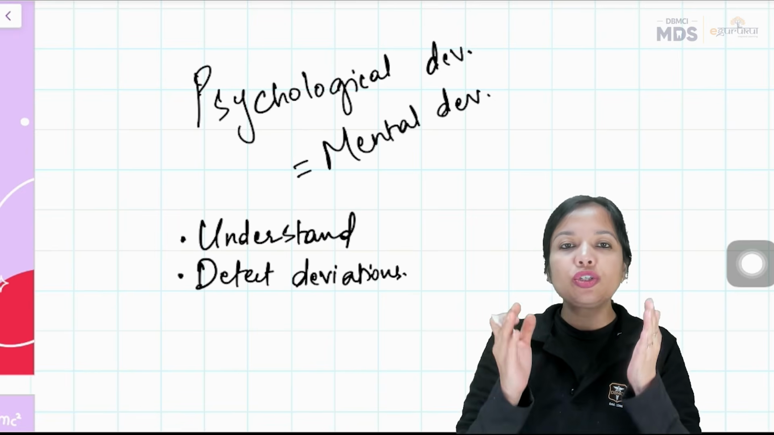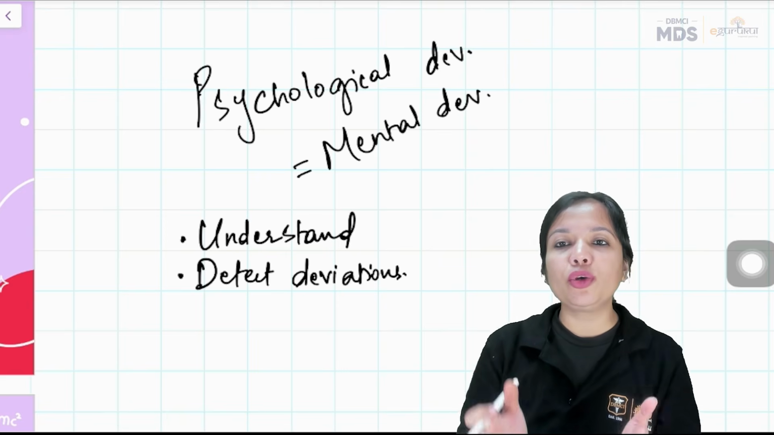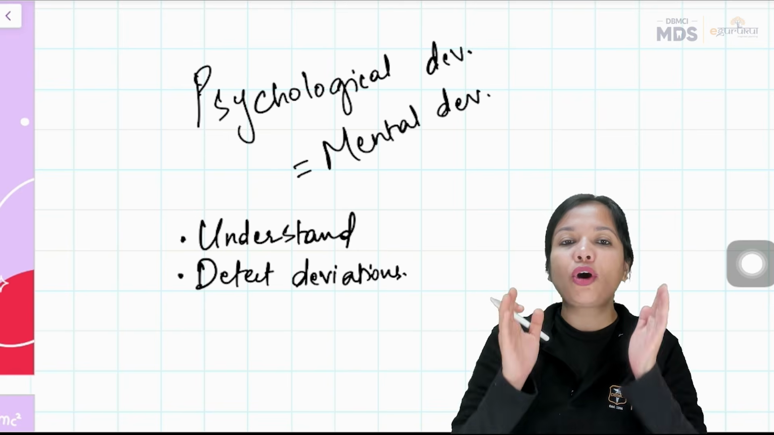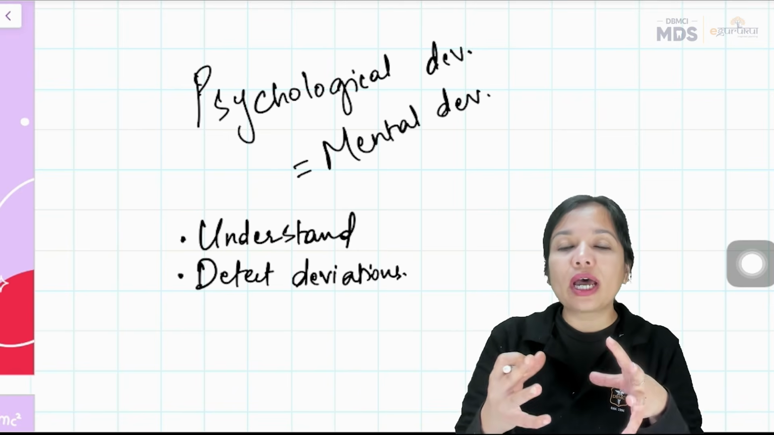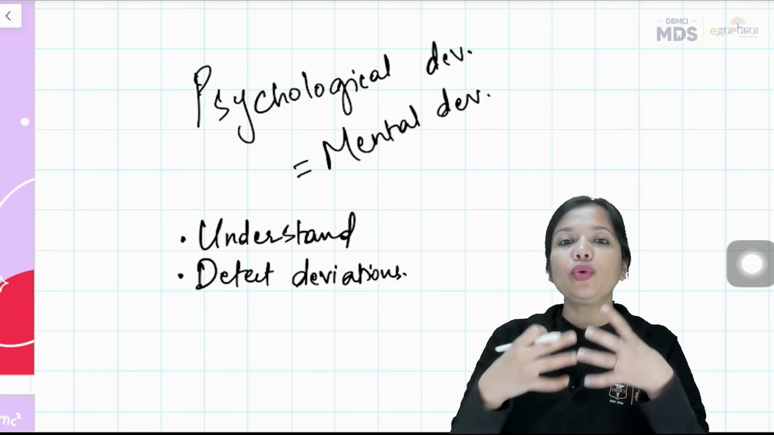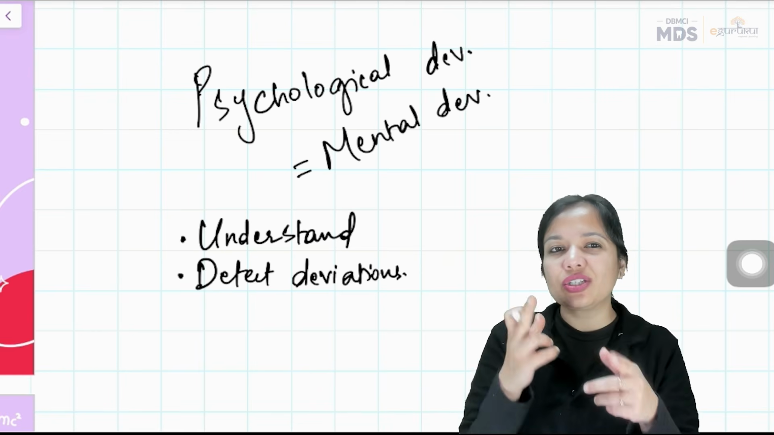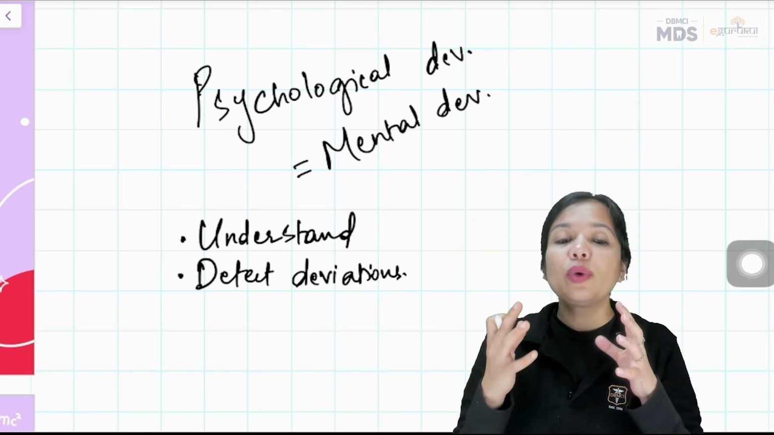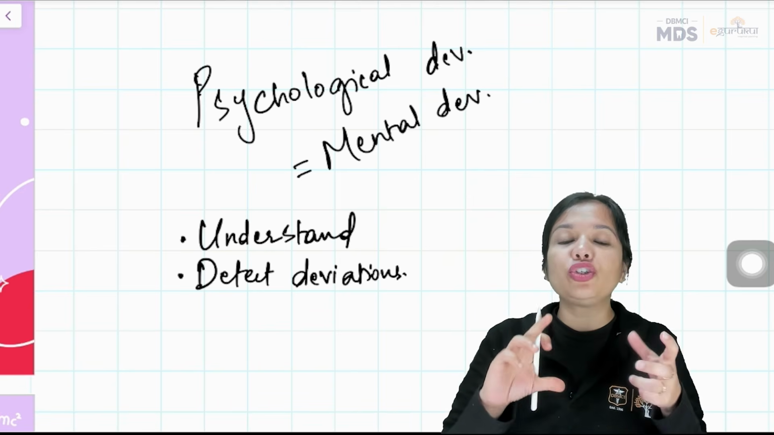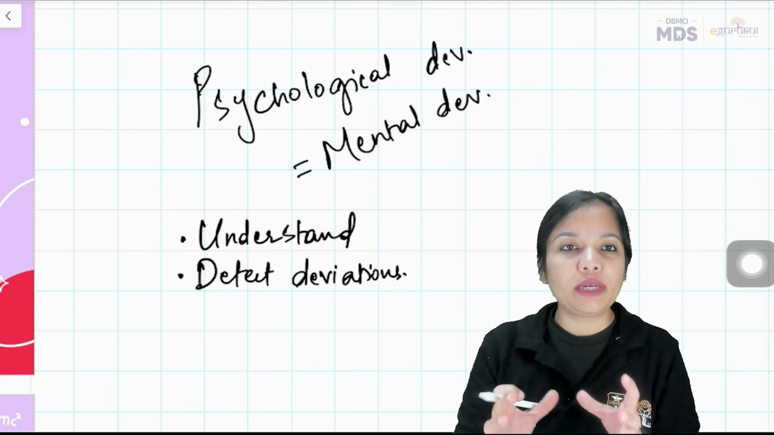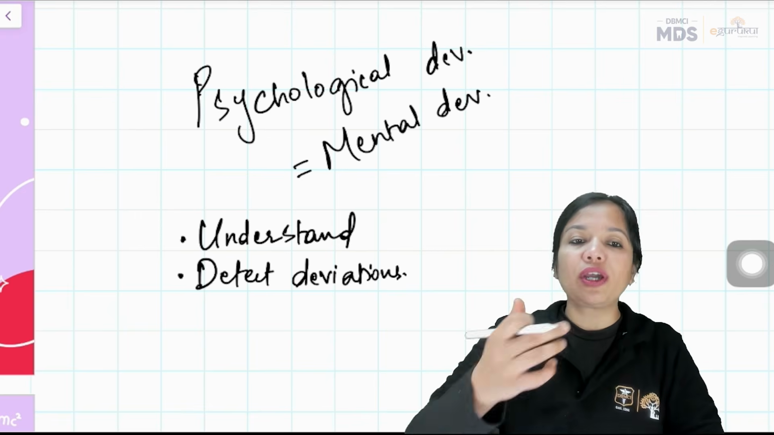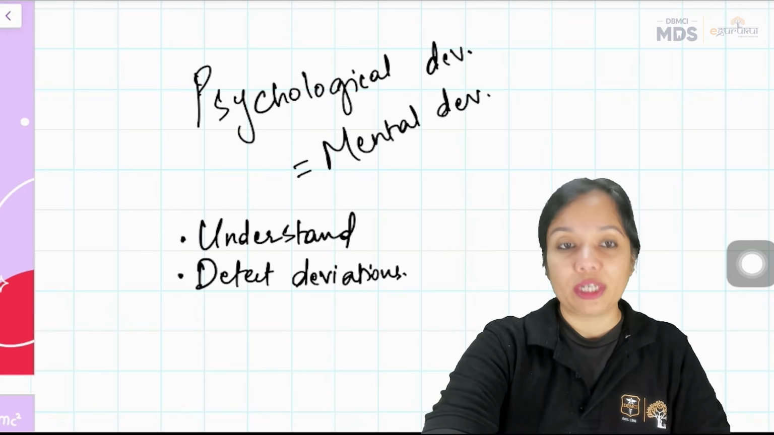Okay, so you must know what a normal human is like, what the normal behavior of a human is like, what the normal activities are like, so that you can detect deviations from the regular patterns. When you know that this is a deviation from the regular pattern, you know how to change your technique of treatment, or how to deal with the patient in a different way. So that is why you must know about the psychology of the patient.